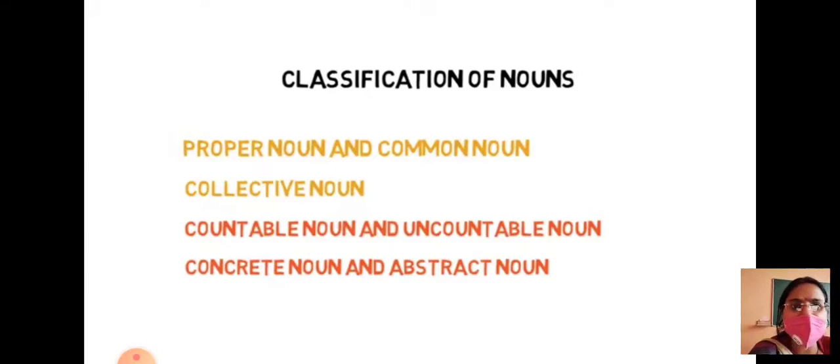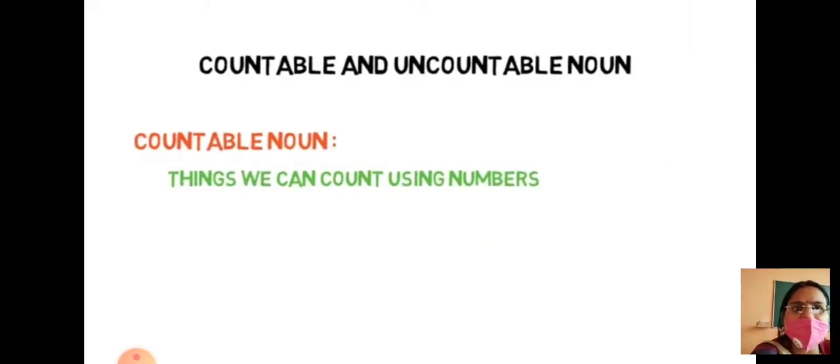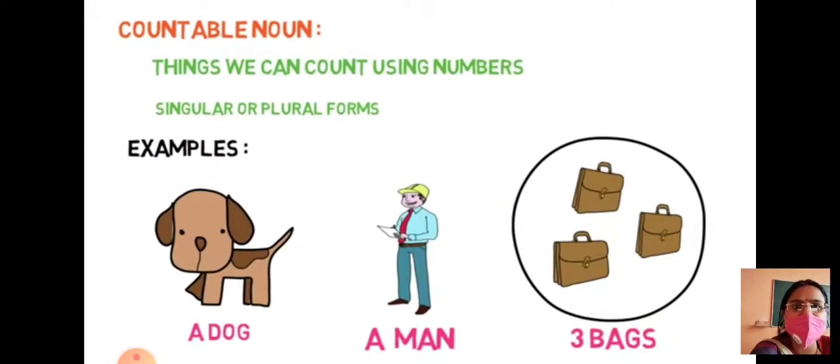It is clear to you, students: countable simply means which you can count in numbers, uncountable means which you cannot count in numbers. Let us see some examples. Before we see the examples, a countable noun refers to things we can count using numbers. For example, a dog, a man, 3 bags. Things we count using numbers, we can use S or ES to make them plural, and sometimes you can use the articles like a and an. This represents counting one person, a singular person, like this.